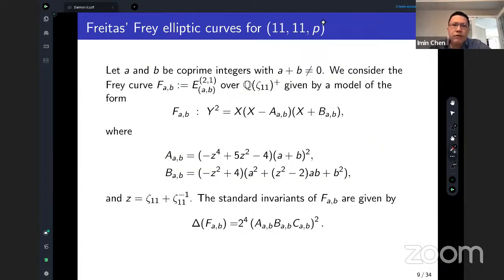And let's go to the case R equals 11. One of Freitas's elliptic curves in this case has the following form, and it's defined over Q(zeta 11)^+, which is a quintic extension of Q. So already that extension is rather large.